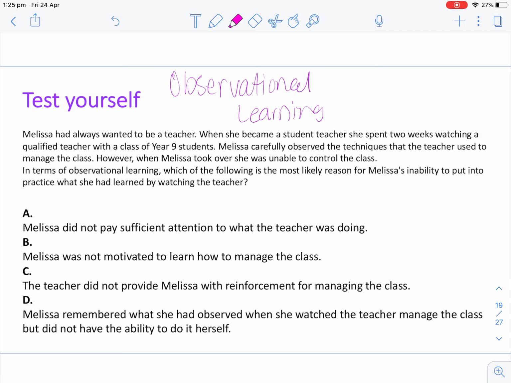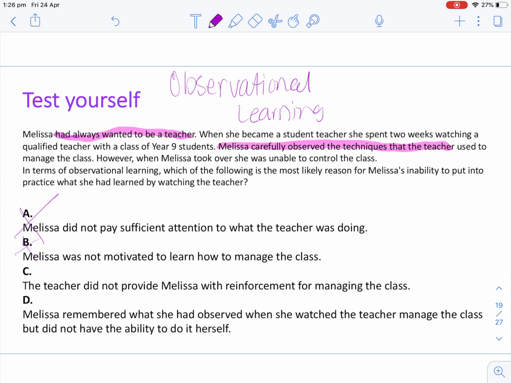So for A, she did not pay sufficient attention to what the teacher was doing. Well, if we look in the scenario here, she carefully observed the techniques that the teacher used to manage the class. So she did pay attention. For B, she was not motivated to learn how to manage a class. Well, she had always wanted to be a teacher, and so it seems really likely that she was really motivated to do that. So it can't be B.